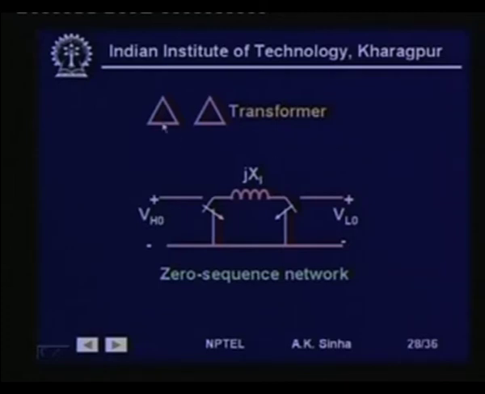Now, we have a delta delta transformer. Again here the zero sequence current can flow in the winding on this side as well as on this side. So this is the impedance that is coming, and this side will be connected to the reference as well as this side. So this is how the zero sequence network for the transformer is very much dependent on the type of three-phase transformer connections that we have.